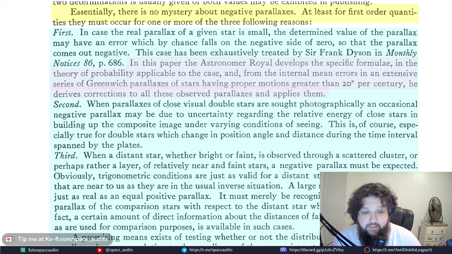when the parallax of a close visual double stars are sought photographically, and on occasion the negative parallax may be due to the uncertainty regarding the relative energy of the close star building up a composite image under varying conditions of seeing. This is, of course, especially true for double stars, which change position, angle, and distance during the time interval spanned by the plates.